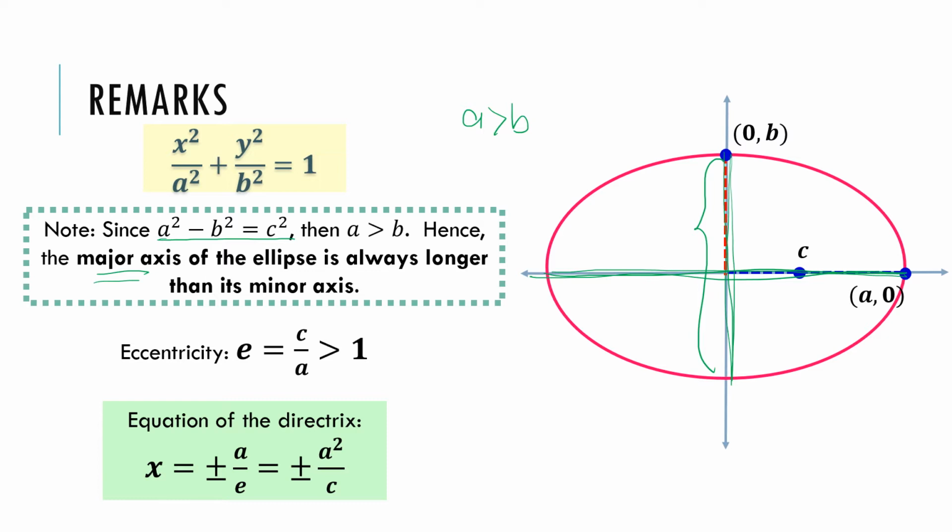And how to compute the eccentricity or the equation of the directrix? We are given with the formula x equals plus or minus a squared over c. So, first, kailangan i-identify natin ano si a, ano si b, and ano si c.